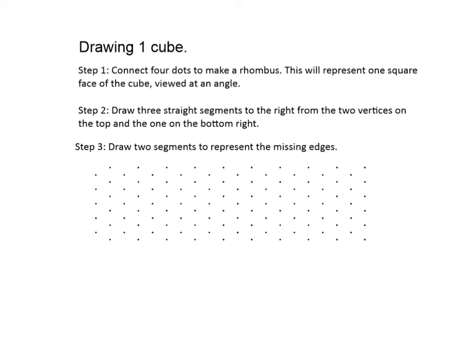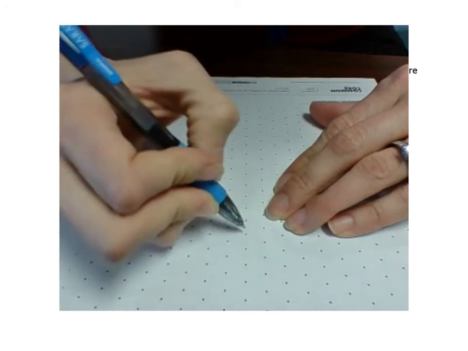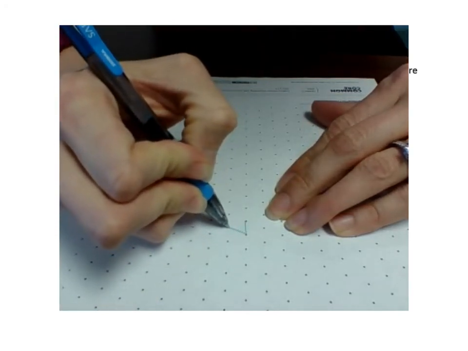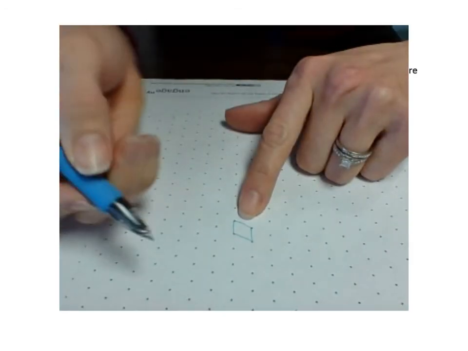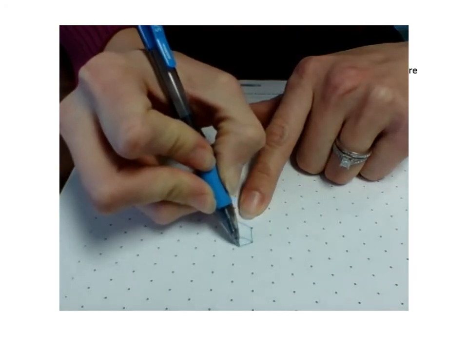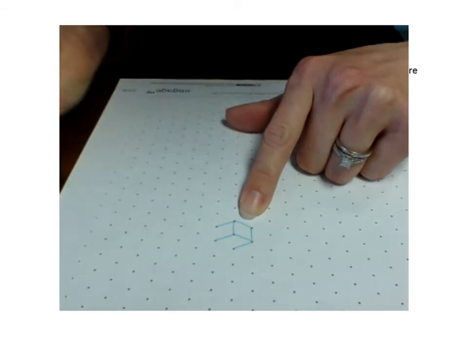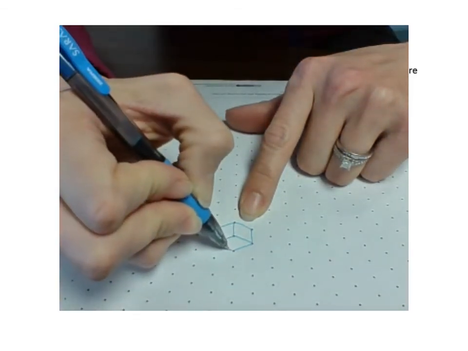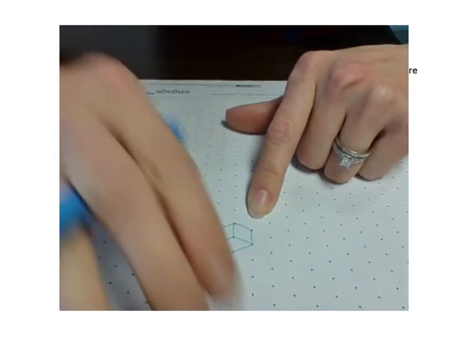Make sure you have your lesson 1 template 2 or your isometric dot paper. So just like I said in step 1, we are going to make a rhombus. We're going to connect 4 dots to make a rhombus. There's my rhombus. Now we're going to connect from each vertex, which is where 2 angles meet, and we're going to bring those 3 vertices back. And then all we have to do is connect those that are not connected, and there we have a 3-dimensional cube.